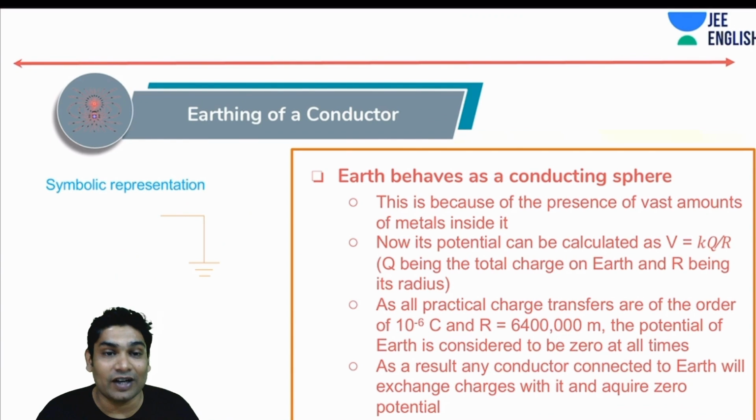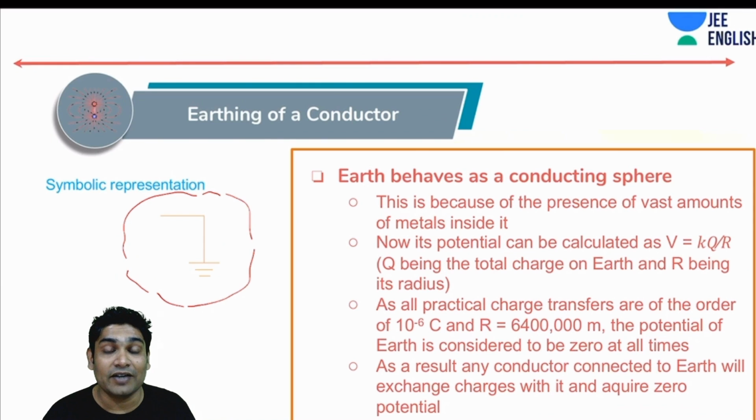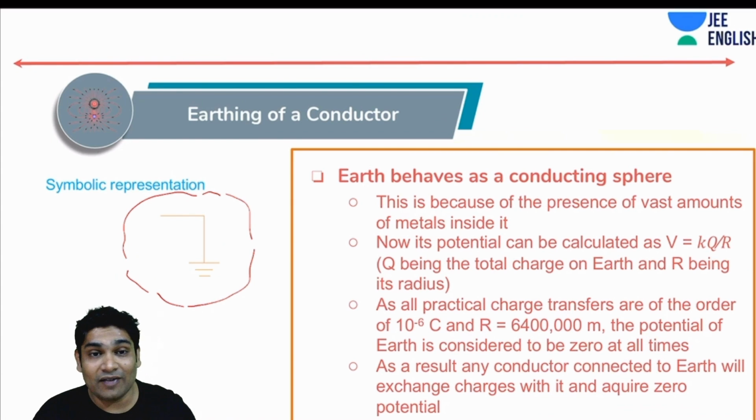Let's talk about earthing of a conductor. Let's talk about what I mean by earthing. When I say earthing of a conductor, I mean the conductor is being connected to earth. That is what earthing means. Symbolically, we represent it like this, anywhere with a conductor, you know that conductor has been connected to earth. So let's talk about that. First of all, I know that earth behaves as a conducting sphere. Why is that? Because of vast amounts of metals inside. It will always behave like a conducting sphere.